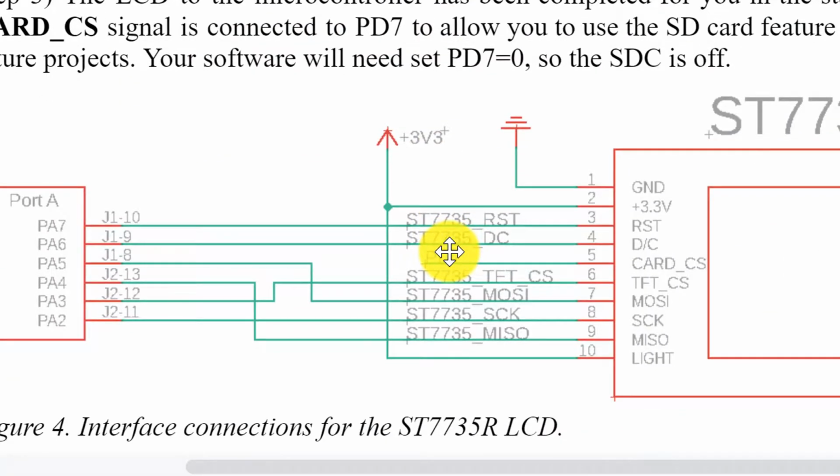The LCD is, again, everyone will design their same LCD, as I said, using PA7 through 2. We have one cool thing we're going to add. If we connect up this card SD signal here to any unused pin, like PD7, then in the future, you could use the SD card, a secure digital card, for other projects.